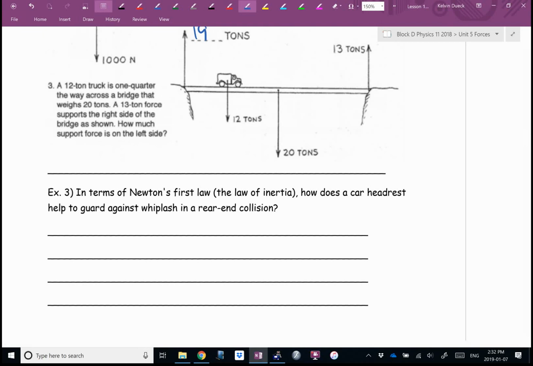Why did the coin container stay at rest? It had lots of mass. Does your head have mass? So it wants to remain at rest when you get rear-ended. So you'll feel like your head got shot backwards, but actually it stayed where it was. Your body got thrown forwards. How can we prevent this snapping of your neck?